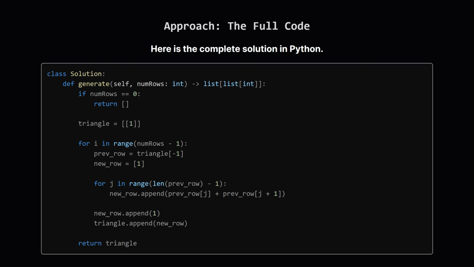Alright, here's the full Python code that implements our row-by-row strategy. Don't worry if it looks a bit complex at first glance. We're going to break down each part on the next few slides so it's crystal clear.